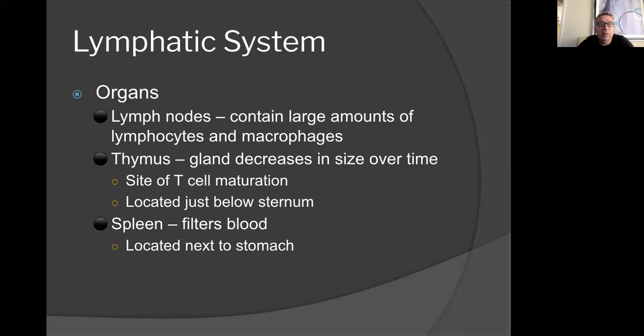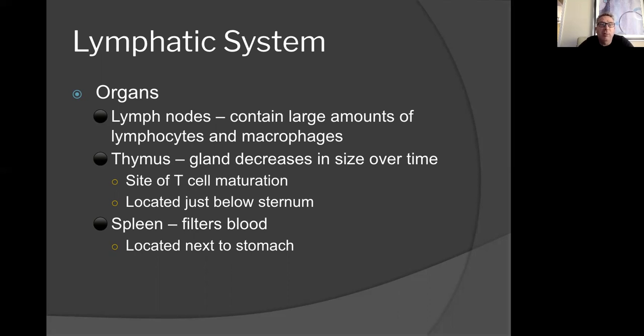So what organs consist of the lymphatic system? We have our lymph nodes. They contain large amounts of lymphocytes and macrophages, or phages. And they do swell when you get sick, right? Because your body is fighting off infection.